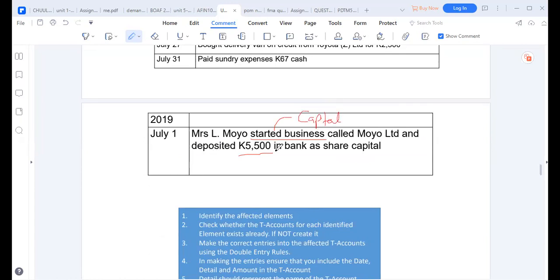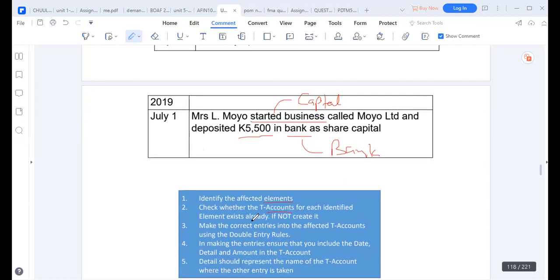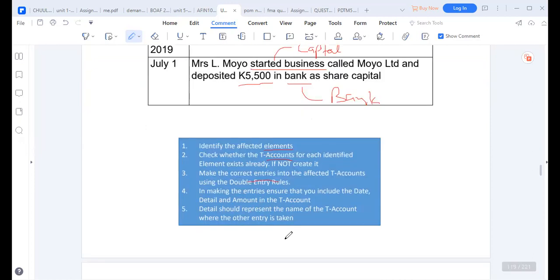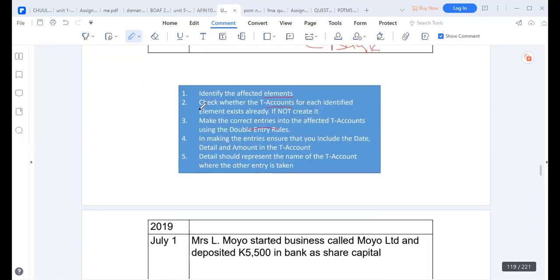Then she deposited money into the bank. We have another element which we need to identify, which is the bank account. So we have identified the elements. Step 1, identify the elements. Step 2, check whether the T account is identified. Step 3, correct the entries into the T accounts. Step 4, make sure that you include the date. Okay, these ones may not be relevant as much.